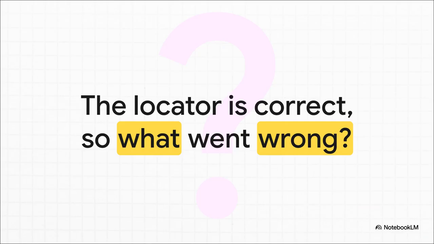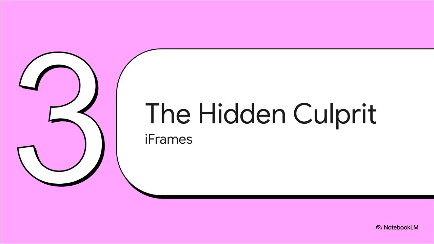The element is clearly visible to our eyes. The locator is 100% correct. The method we're using is the right one. So what's going on? What is this invisible wall that's stopping Selenium from seeing the exact same thing we're looking at? And the answer, the hidden culprit that gets developers all the time, is something called an iframe. See, the problem wasn't with our locators at all. Nope, it was the context, the room, so to speak, where those elements were living.